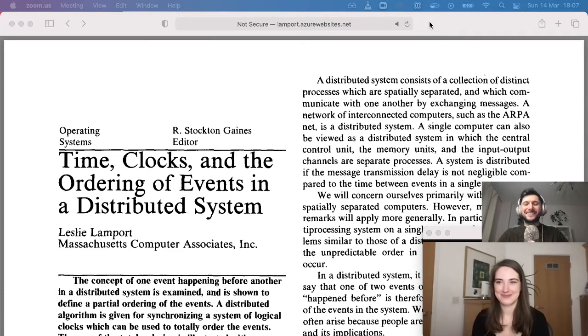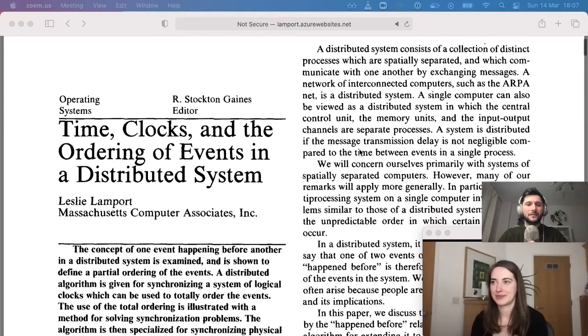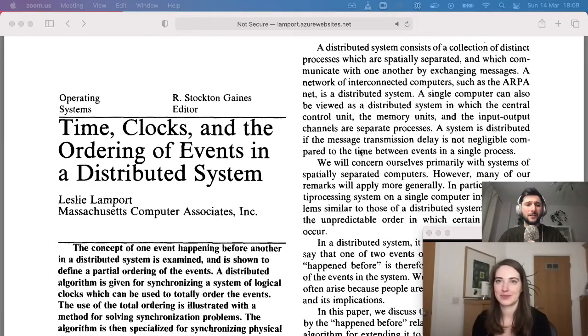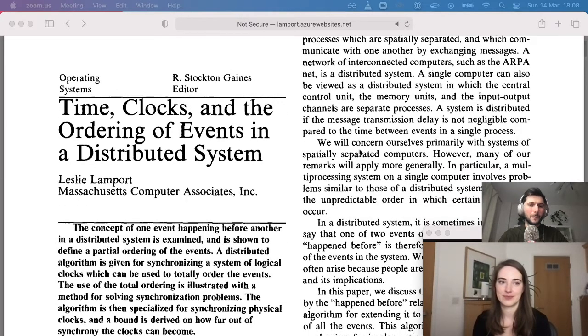Jokes aside, let's start this week's paper. This is about time, clocks, and the ordering of events in a distributed system, or, as other people know it, Lamport clocks or logical clocks.